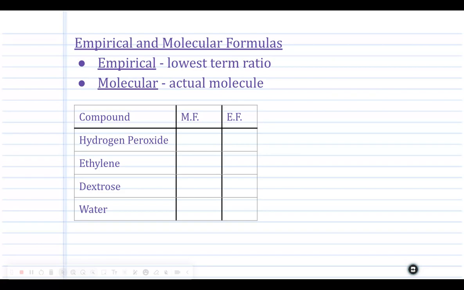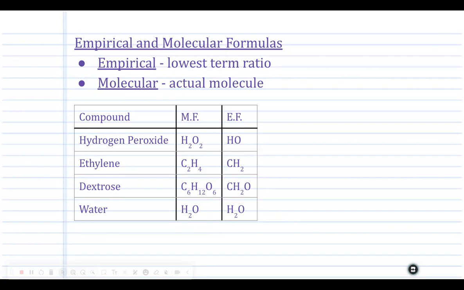All right, if we look at a few here, we have hydrogen peroxide, ethylene, dextrose and water. Here are the molecular formulas. Hydrogen peroxide is H2O2, ethylene is C2H4, dextrose is C6H12O6, water is H2O. All of those are molecular formulas. That's what the actual molecules are. However, not all of these are empirical formulas. Empirical formulas are the lowest term ratio. Because I can reduce these, its empirical formula is really just HO. I can reduce these, CH2. I can reduce this, CH2O. Water I can't reduce, so its empirical and molecular formula are the same, H2O.